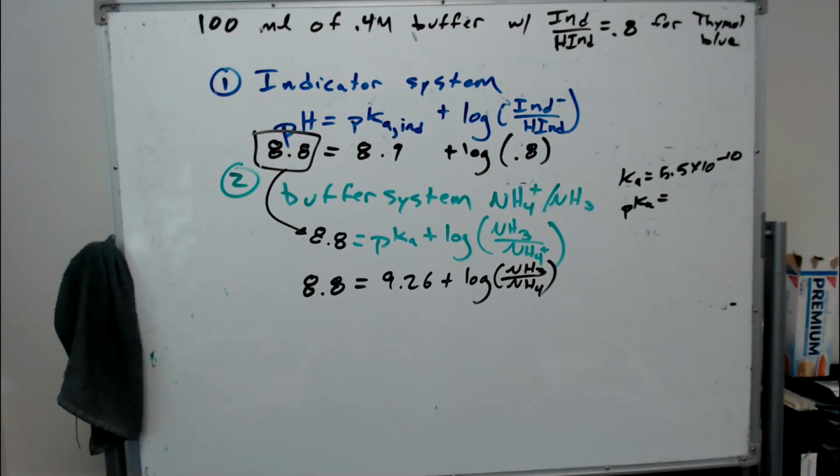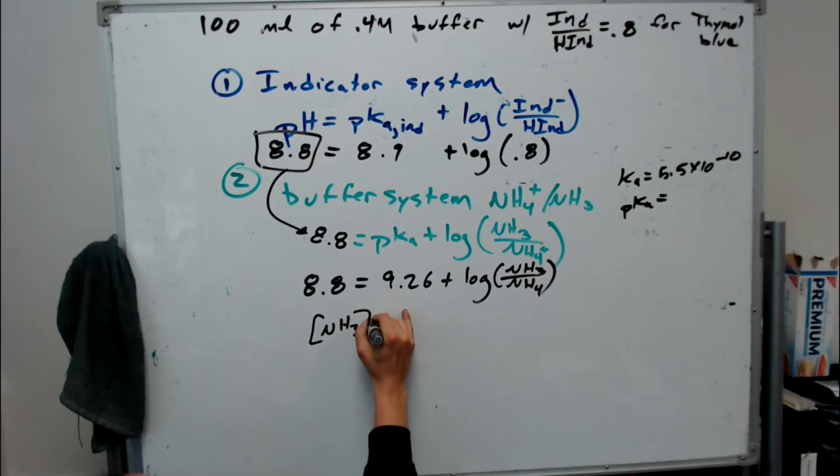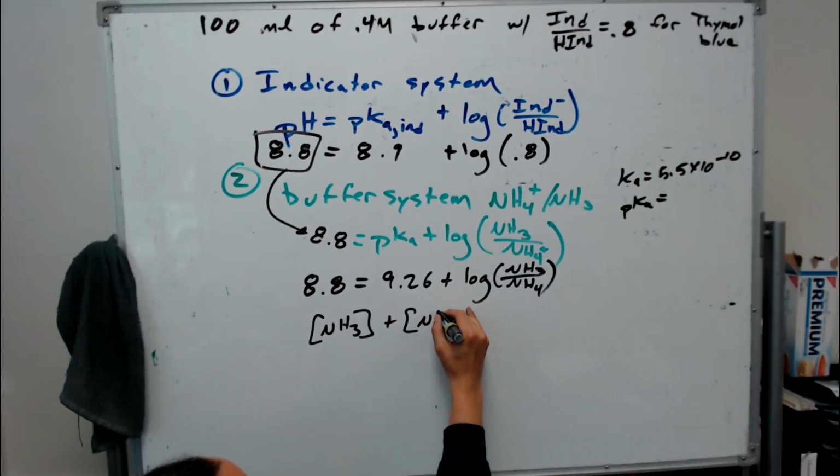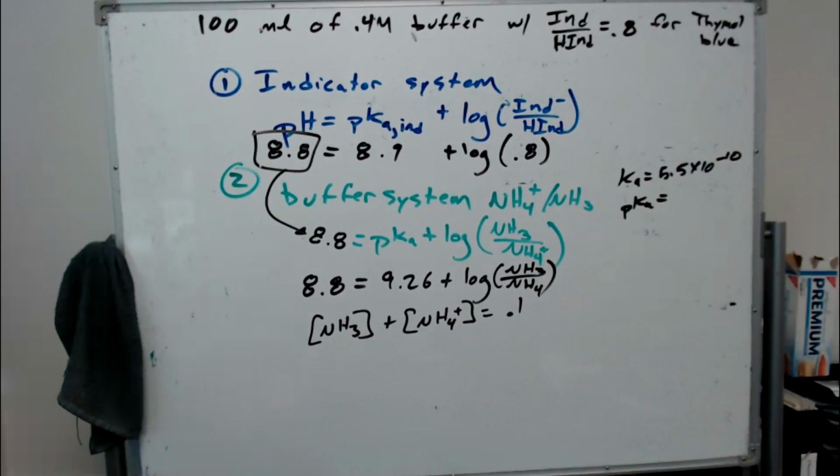So at this point, we can solve for NH3 and NH4. We also know that the concentration of NH3 plus the concentration of NH4 plus is equal to 0.1 total concentration. This is going to allow us to find the concentration of the individual things. Then we can multiply by the total volume to get the moles. Then we can take the moles and figure out how much acid and base we need, just like the prep activity.